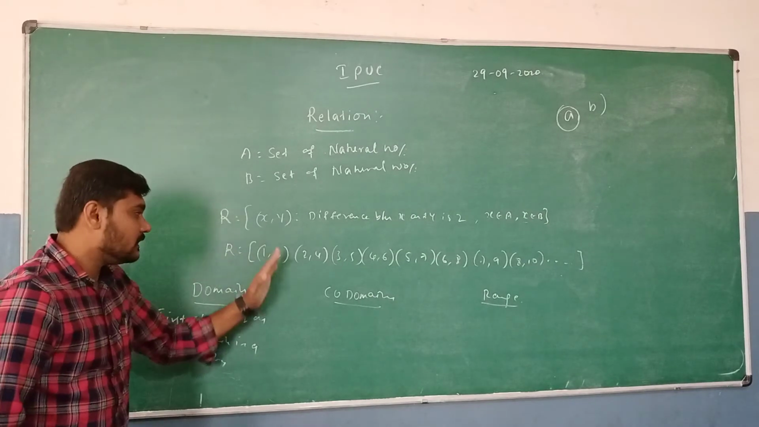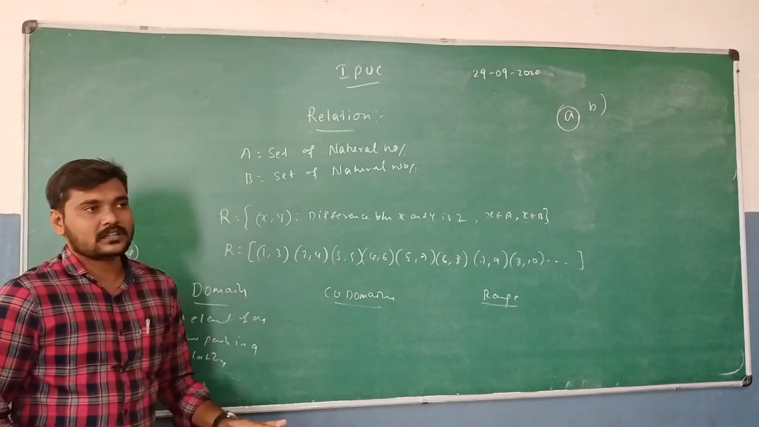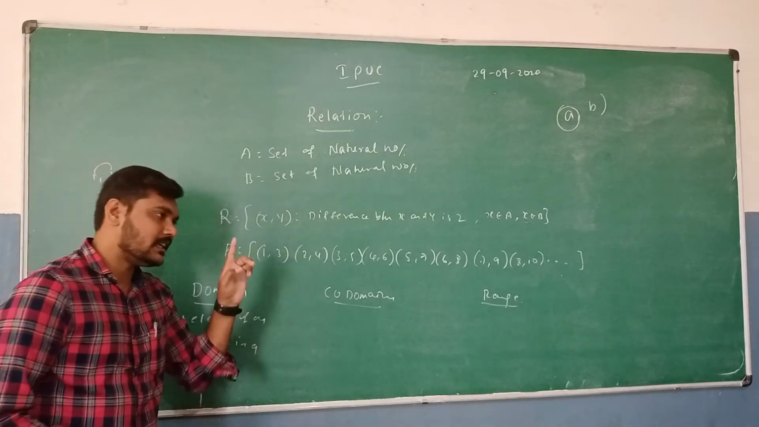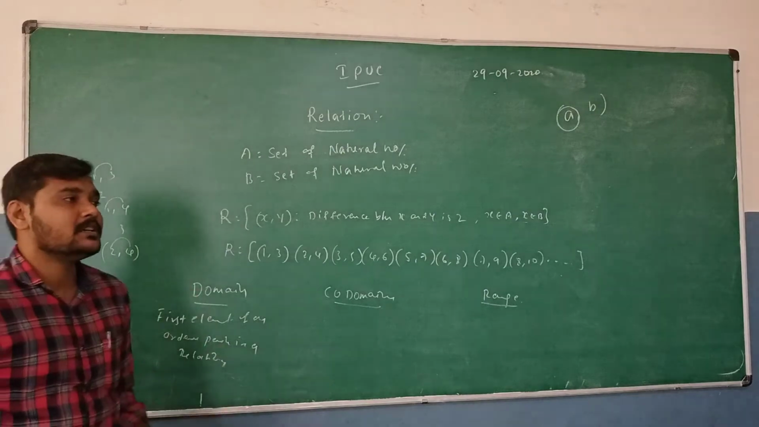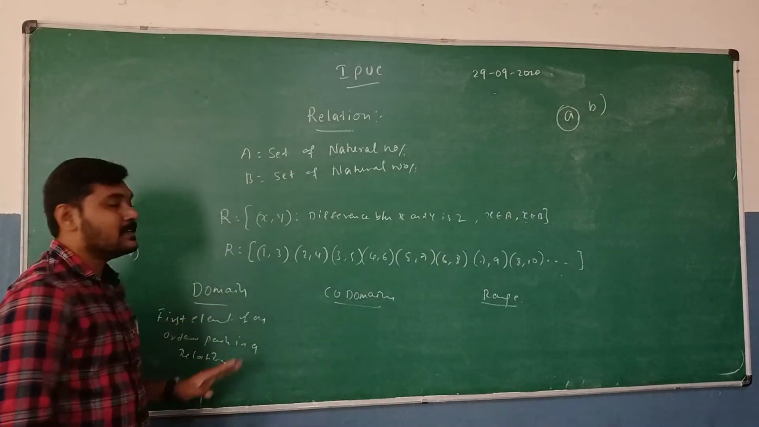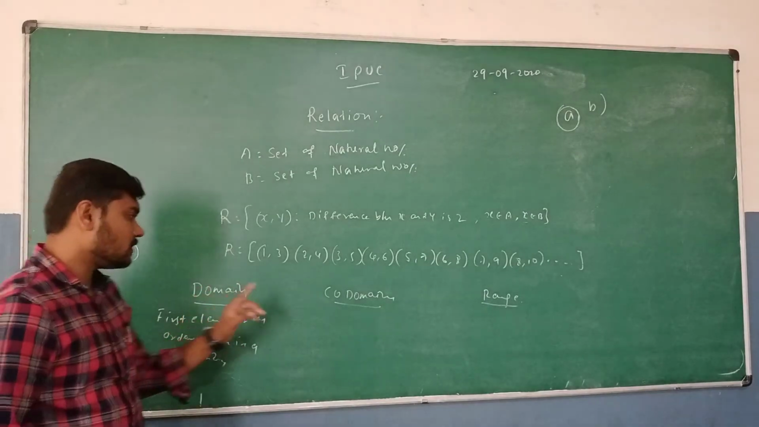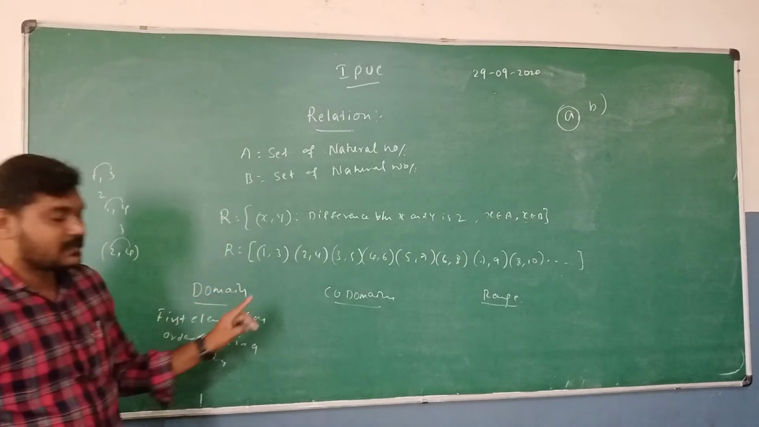Every ordered pair that we are considering, the first element of an ordered pair in a relation, those elements are going to be the domain elements. Okay? Next, I am explaining the definition again.